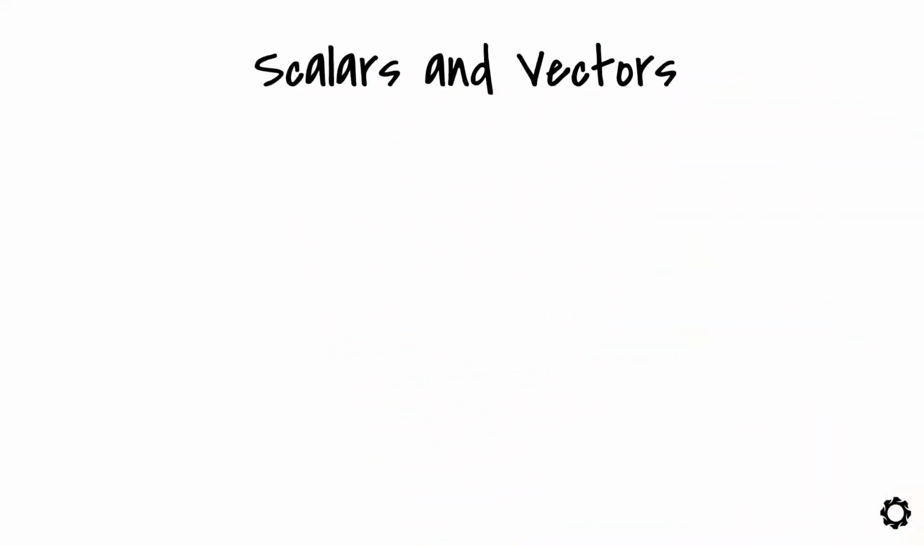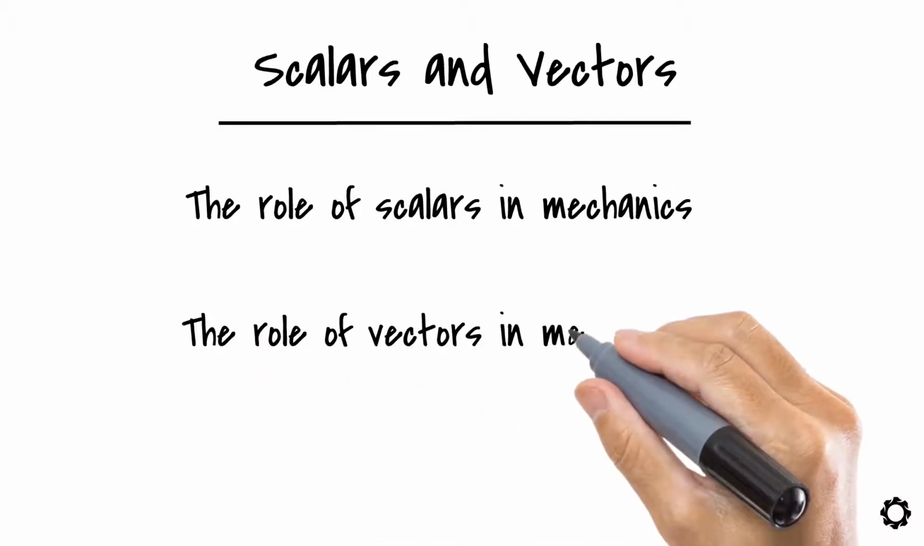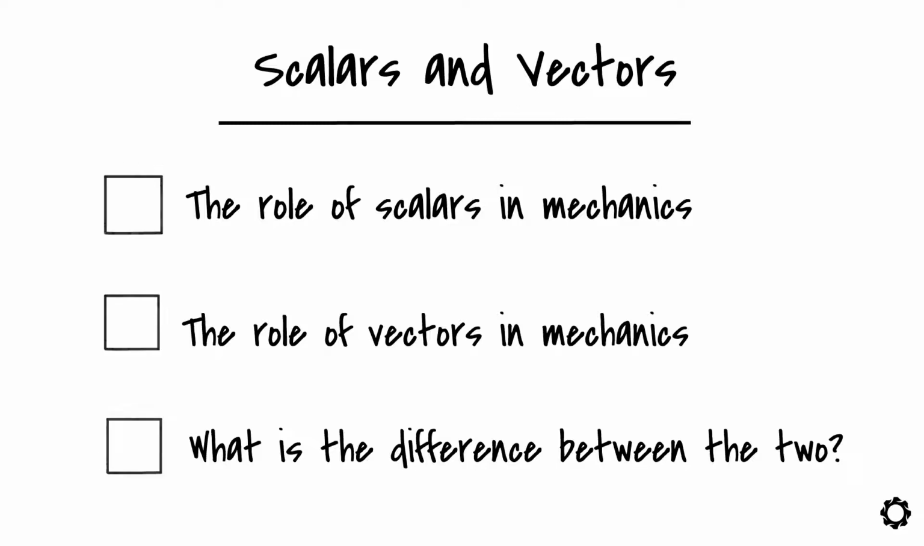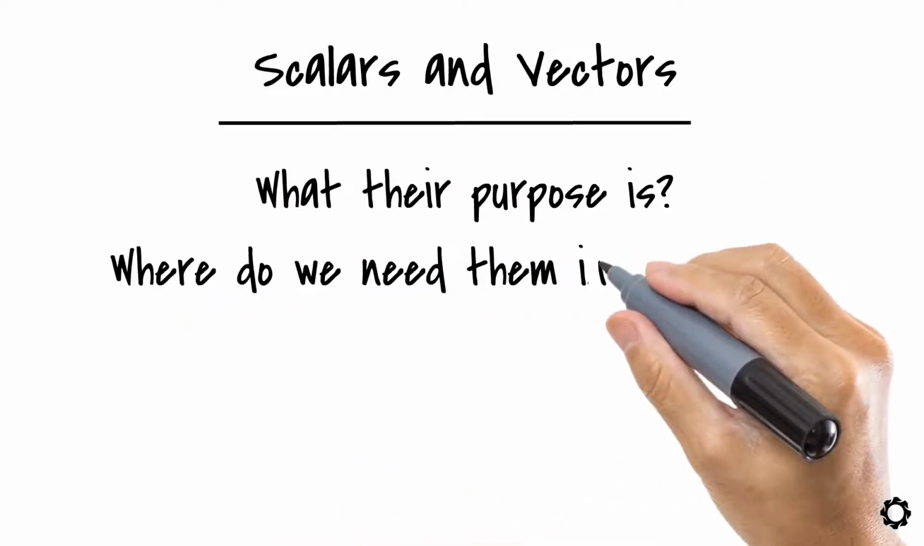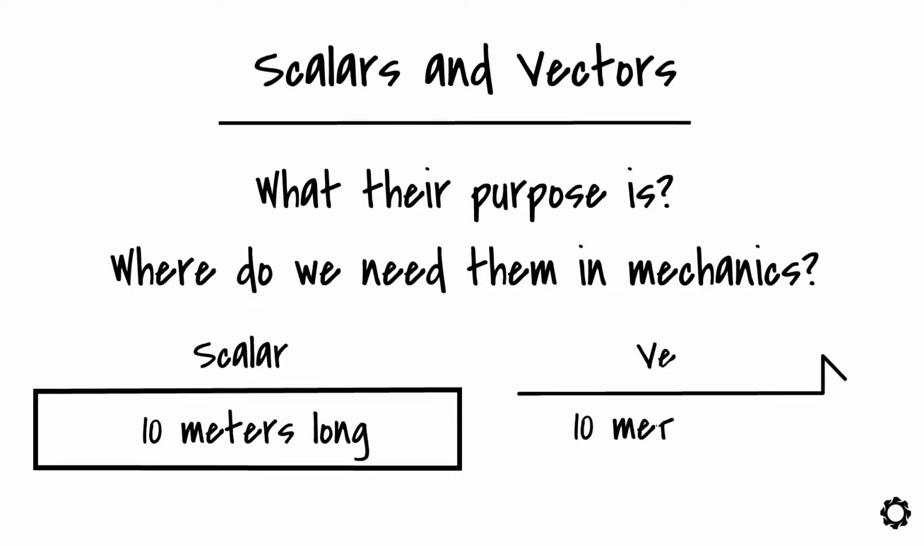In this video, we will take a look at what is the role of a scalar or a vector in mechanics, especially in statics, and what is the difference between the two. Let's get started. Your first question about scalars and vectors might be what their purpose is. Where do we need them in mechanics? Well, to answer that, we must first understand their definition.